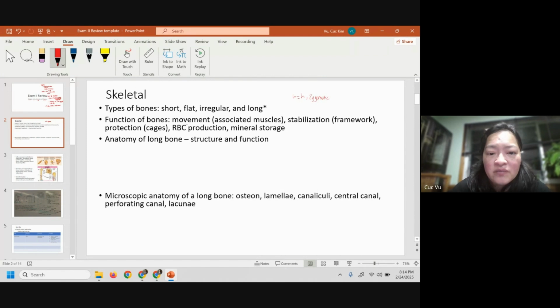So bones function in movement, particularly in association with muscles, because muscles pull on the bones and allow them to move. It also functions in stabilization because your bones are a framework. It allows for your muscles and your skin to kind of hang on. And then it also functions in protection, like your thoracic cage and your pelvic cage protect your thoracic organs and your reproductive organs. Another function is red blood cell production.